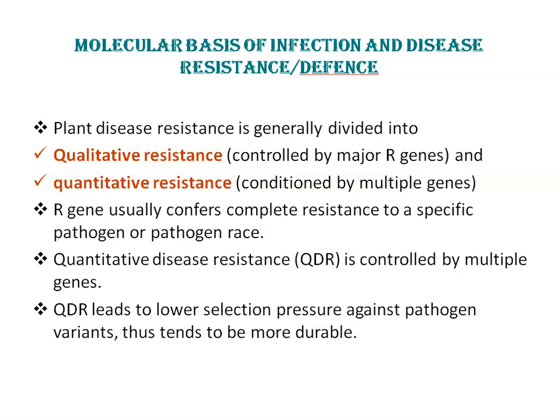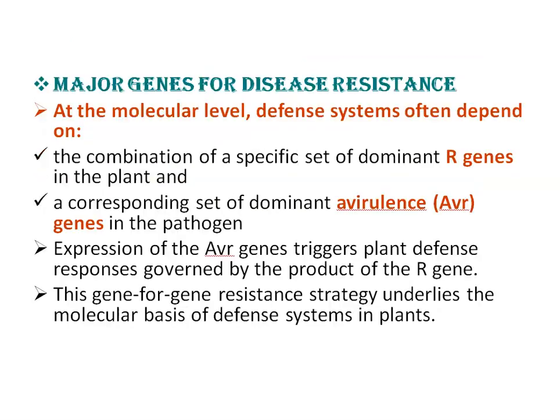Quantitative disease resistance is controlled by multiple genes, each contributing to partial resistance. Quantitative disease resistance leads to lower selection pressure against pathogen variants, and those that overcome an individual quantitative resistance locus have little advantage. Thus, quantitative disease resistance tends to be more durable than R gene mediated resistance.